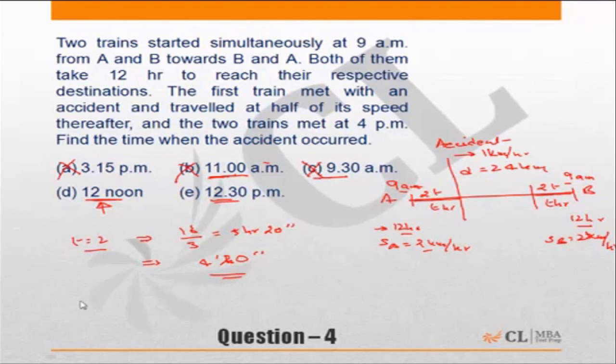So if the accident occurs at 12 noon, that means the time taken is 3. That means the distance covered by both the trains individually before the accident is 6 plus 6, 12. 12 kilometers gone, and out of the remaining 24 kilometers, 12 kilometers have to be covered. So 12 to be covered at the speed of 2 plus 1, 3, which is 4. So if the accident occurs at 12 noon, then they will take 4 hours more to meet, and hence they will meet at 4 pm, which is what the question says. So the correct answer has to be choice D.